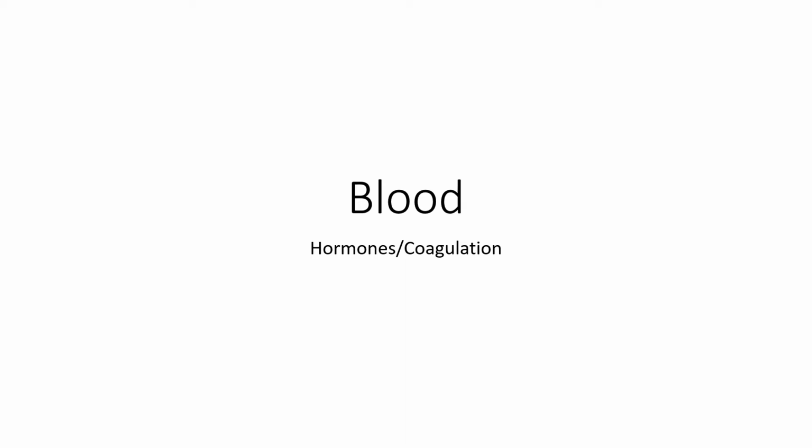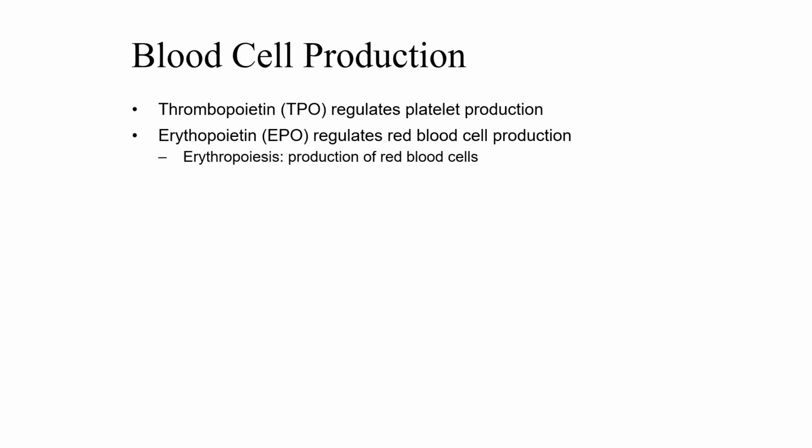Hello everyone. Today we are going to talk about hormones that regulate our blood cell production, and we are going to talk about the coagulation process. Thrombopoietin hormone is produced in our liver and it regulates our platelet production. Our platelets are pretty important in clotting our blood when we are injured.